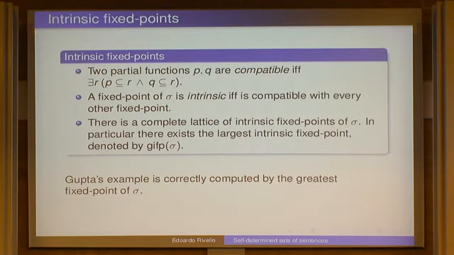A possible way out: there are other fixed points of the supervaluation operator. In particular, there are intrinsic fixed points. This means that a fixed point is intrinsic if it is compatible with every other fixed point. There is a complete lattice of such fixed points of sigma. In particular, there exists the largest intrinsic fixed point. And Gupta's example is correctly computed by the greatest intrinsic fixed point of sigma.